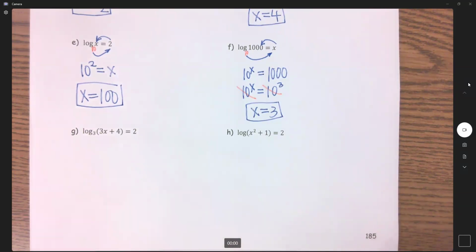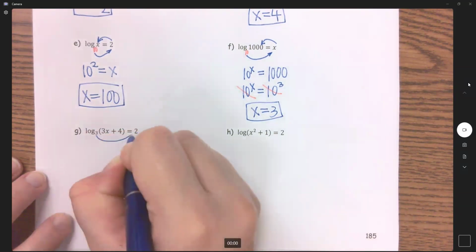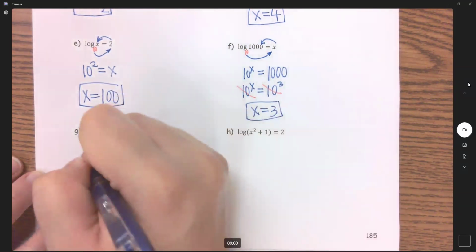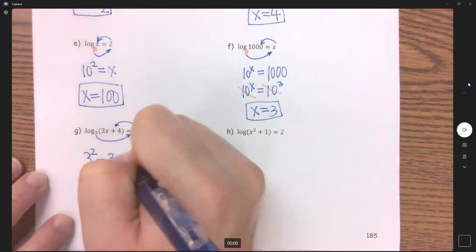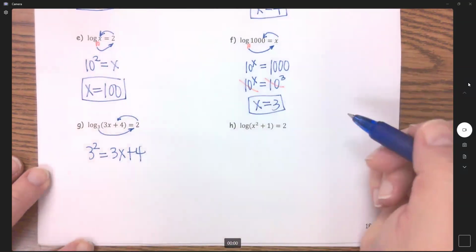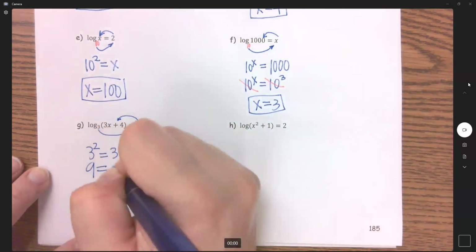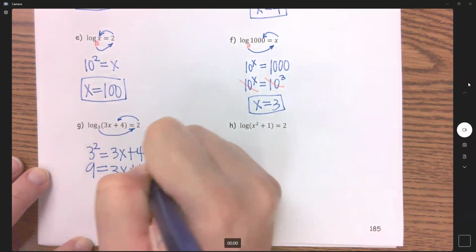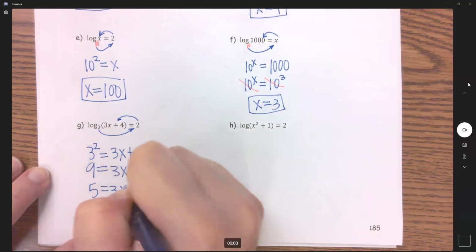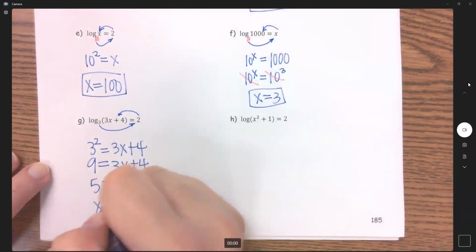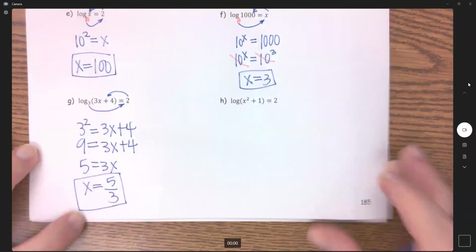Again, rewrite it to start with. Base to the other side of the equals, what's left over. Now we just have a linear equation here. 3 squared is 9. Subtract your 4 and divide by 3. You get x equals 5/3.